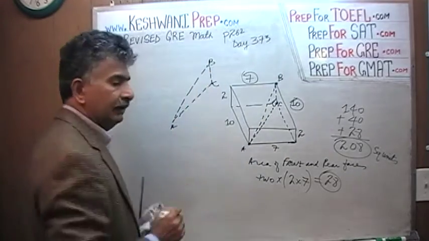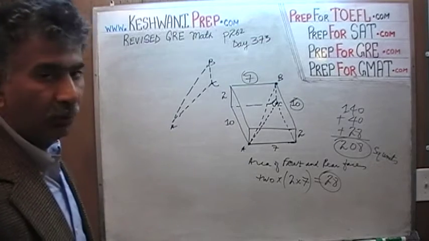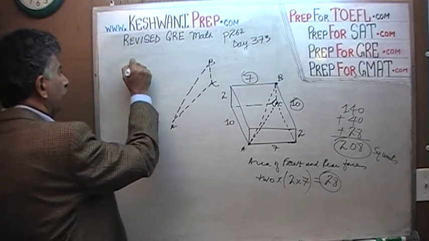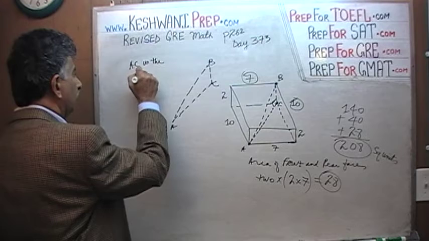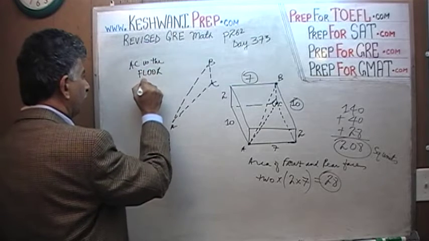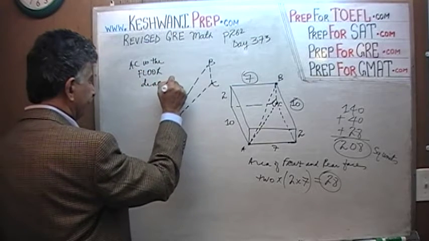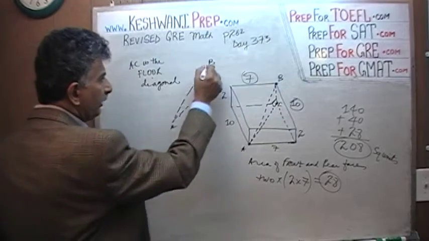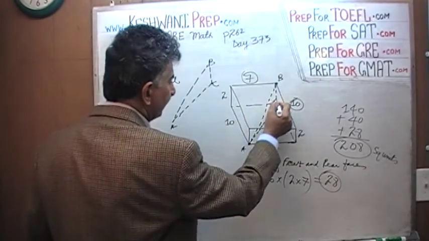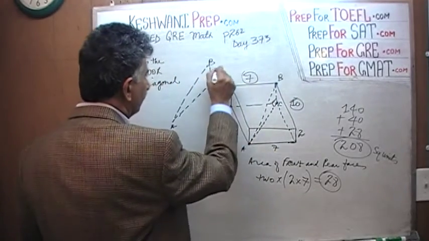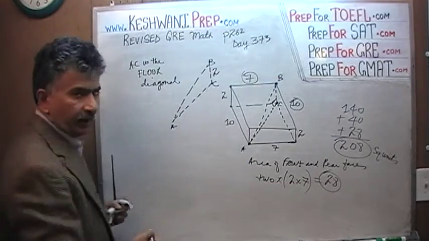A to C is the floor diagonal. And we have to find that first. We already know what B to C is. B to C is the same as from here to here, which is 2. This is 2. We have to find the floor diagonal.